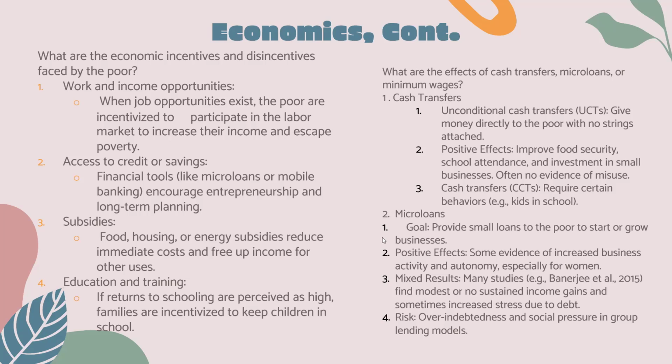The second question I had is, what are the effects of cash transfers, microloans, and minimum wages? First, there are two types of cash transfers: conditional and unconditional. Unconditional cash transfers give money directly to the poor with no strings attached, and conditional cash transfers require certain behaviors, like keeping kids in school. Some positive effects of cash transfers are that they improve food security, school attendance, and investment in small businesses. And it's very rare that there's any evidence of misuse with cash transfers.